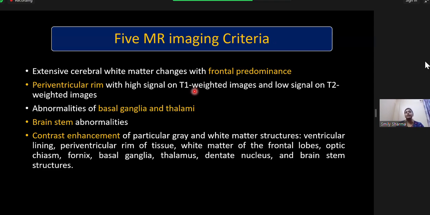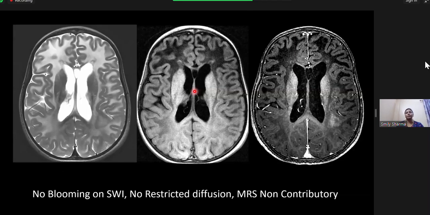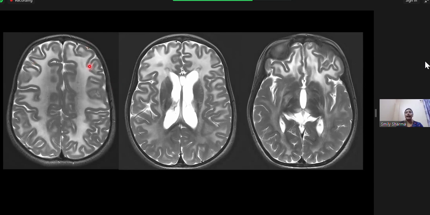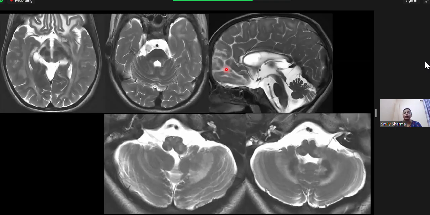So the criteria is, first, extensive cerebral white matter hyperintensities, as we see in our case, but with a frontal predominance. So here clearly we are seeing that there is more frontal involvement as compared to posterior involvement. Although it is almost reaching up to the subcortical U fibers, it is an advanced stage. If it was an earlier stage, it would have started in the periventricular location and gone to the subcortical location.